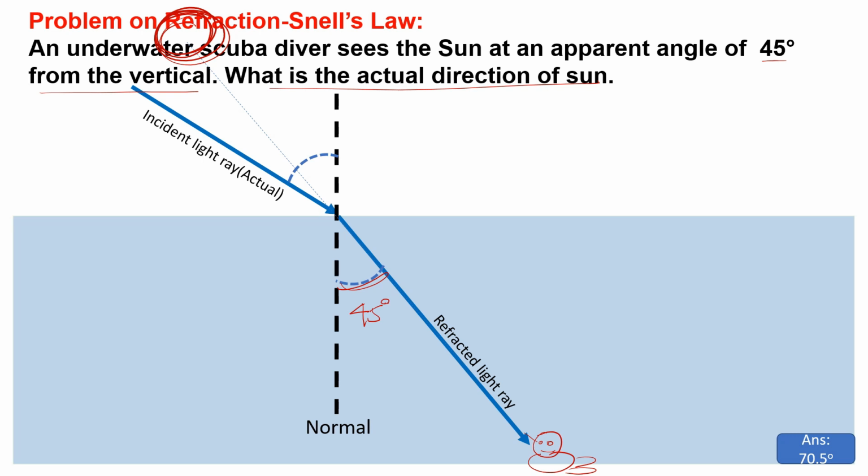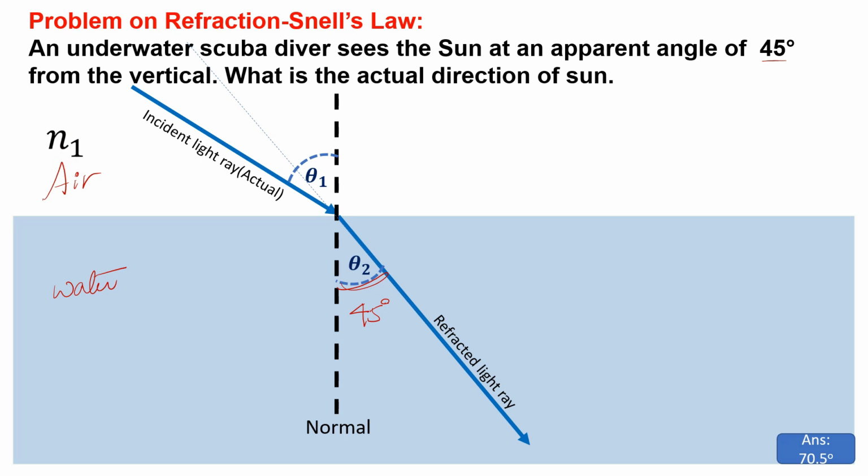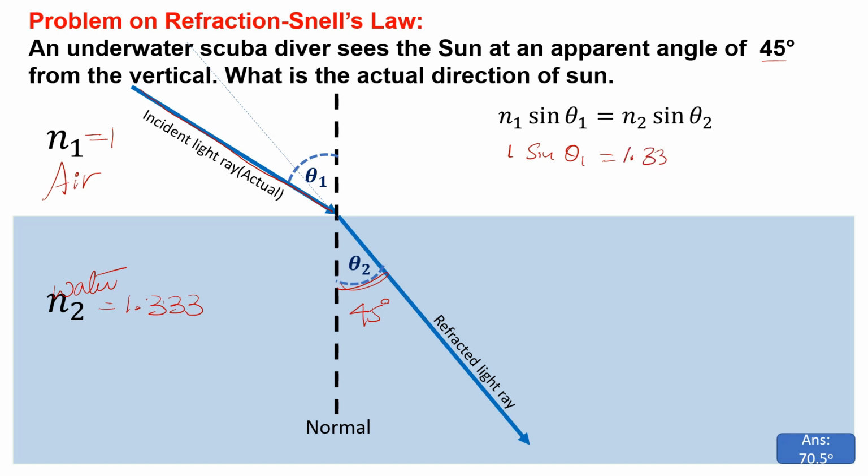Now we have to find the actual direction. Actually it will be somewhere here, because this is air, this is water. Now let's calculate. So the favorite formula is here. This is all related to angles. So n1 sin theta 1 equal to n2 sin theta 2. For the air n1 equal to 1, whereas for the water it is 1.333. So 1 into sin theta 1 equal to 1.333 into sin 45 degrees. It's up to us, we can take the light ray from here to anything, no problem.